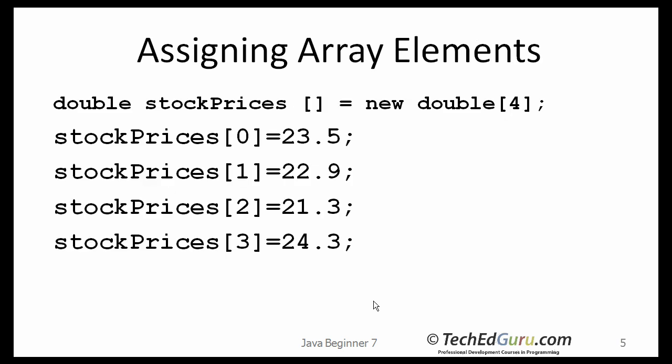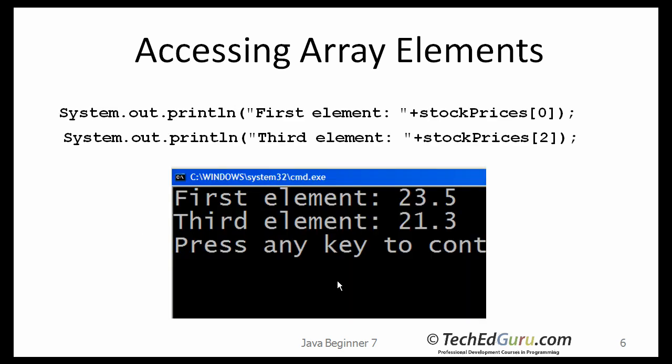In this example, we are creating an array of 4 elements and then assigning values to each element. In a real world situation, you will probably read the stock prices from a database or a file. Here we are accessing the first and the third elements of the array. This is the first element, this is the third element.